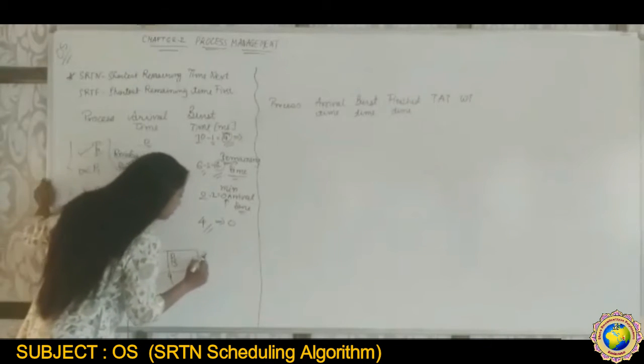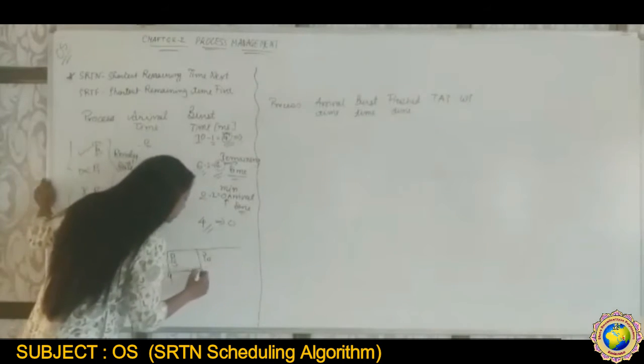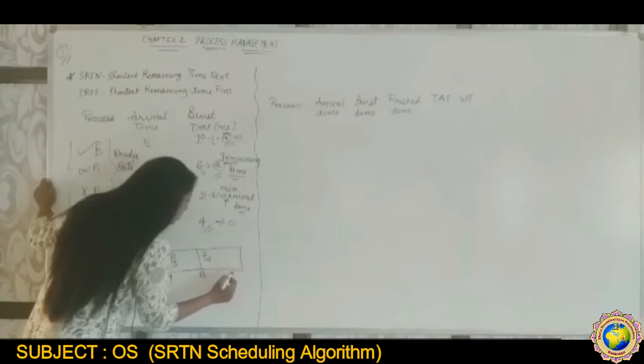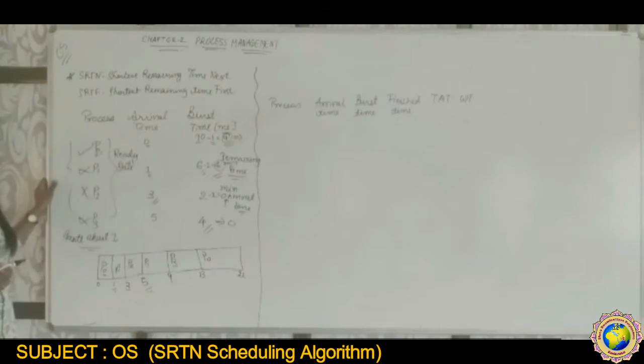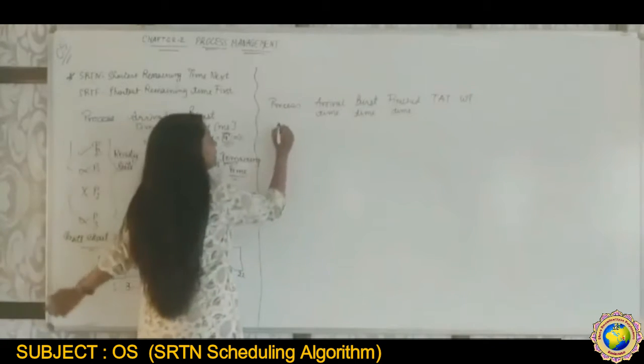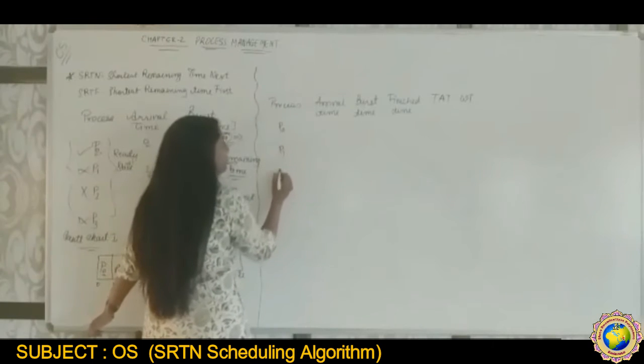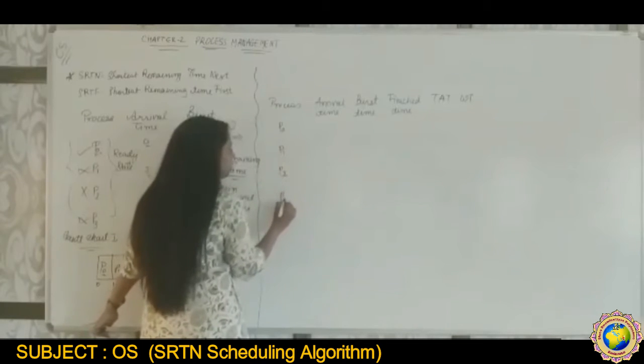So now P0 up to 9. We can continue up to 9, that will be 22. So this is about the Gantt chart, and mind well the finish time of each process. Write down here P0, P1, P2 and P3.